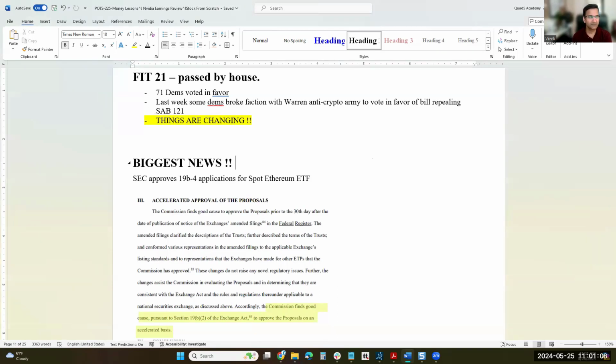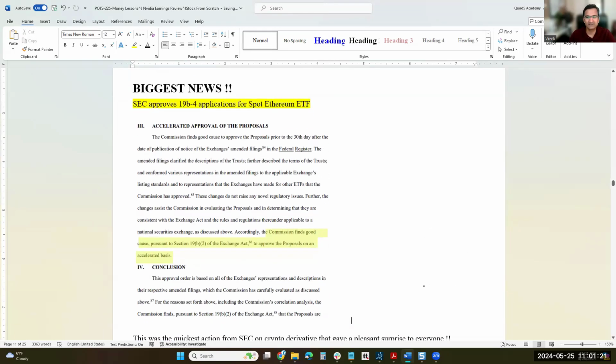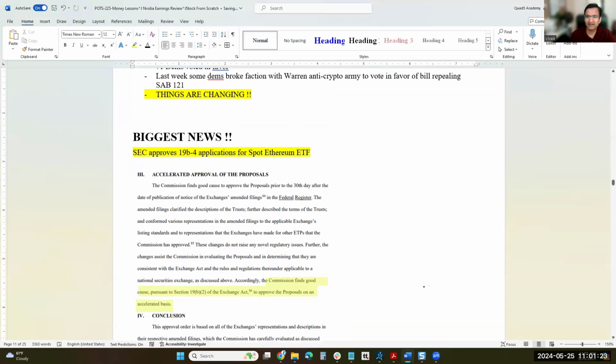And the biggest news for this week was that the SEC has approved 19b-4 applications for spot Ethereum ETFs. We've been talking about spot crypto ETFs for almost a year. Last June was the first, when the spot Bitcoin ETF application was filed. Then we saw Ethereum being filed.